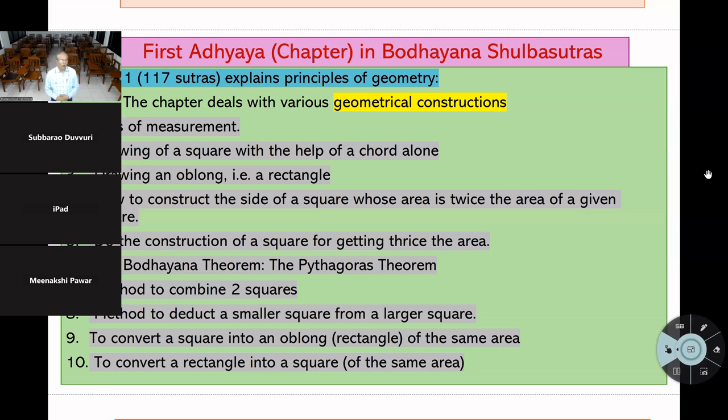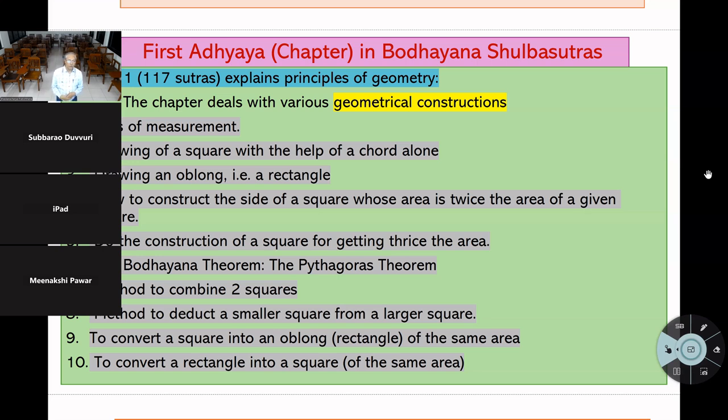Now drawing an oblong, that is a rectangle. This is not much different from drawing a square, because in a square or an oblong, you have to construct right angles. So the four sides of a rectangle or the four sides of a square are such that every side is at right angles with the adjacent side.